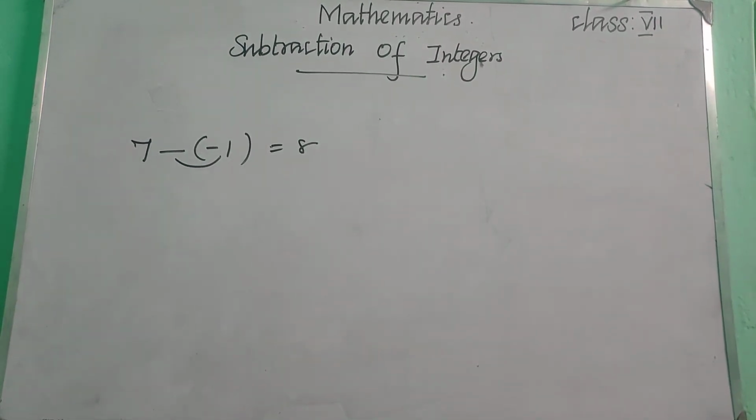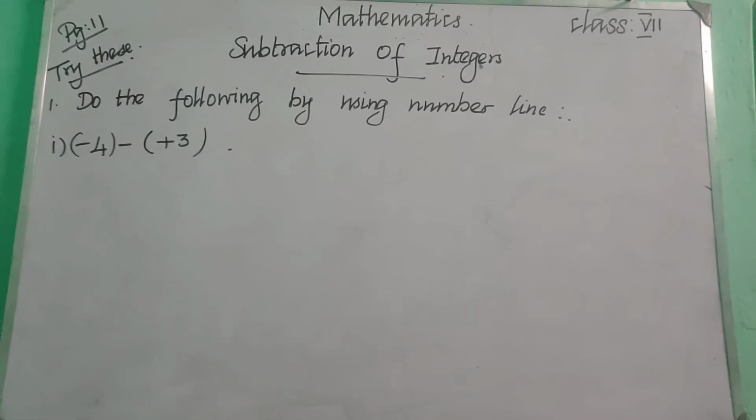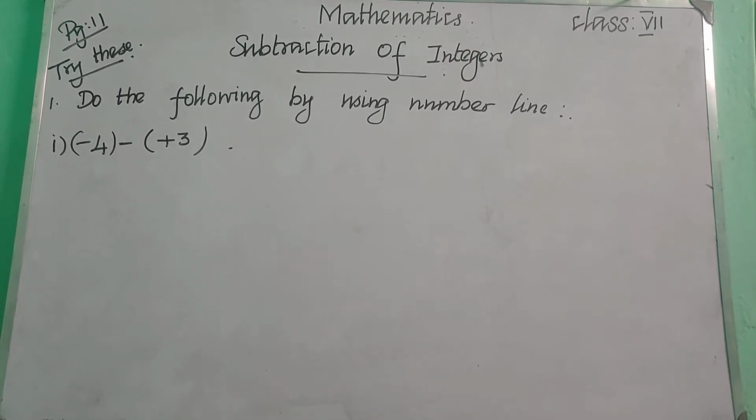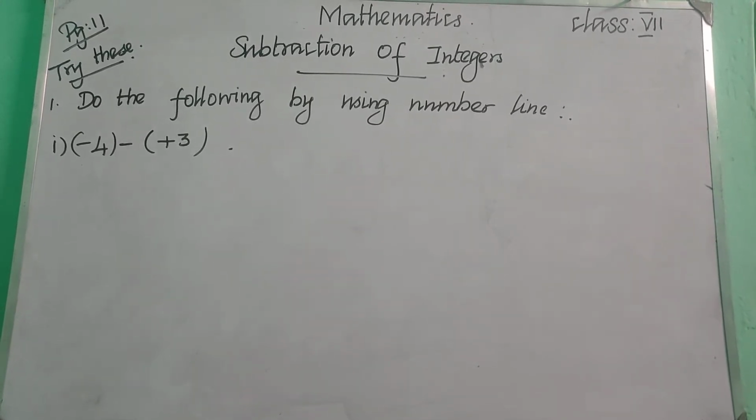So try this first one. Write the question in your notebook. Put today's date and start writing. Try this, it is on page number 11. The first question: do the following by using number line. First one, minus 4 plus minus 3. First of all, let us draw the number line.